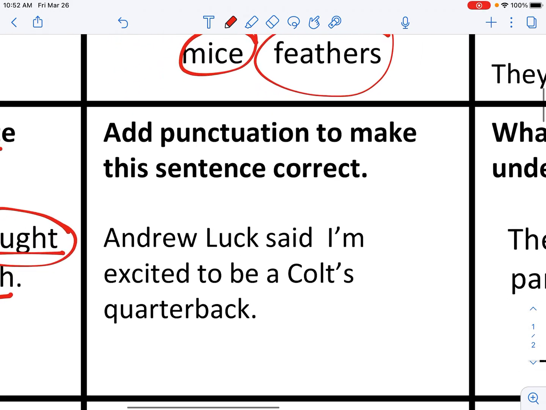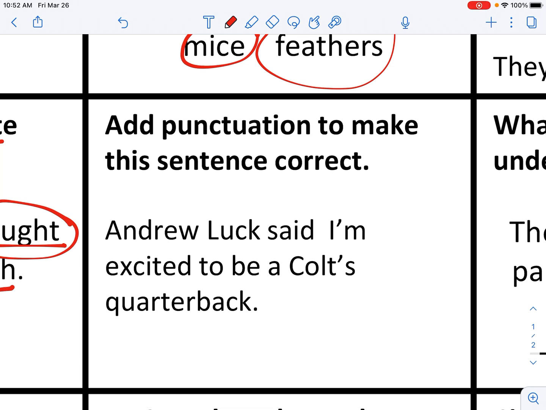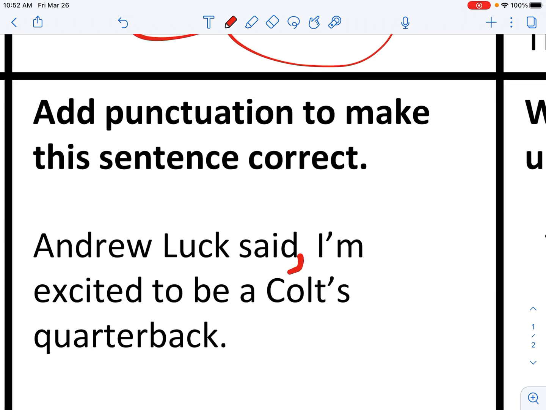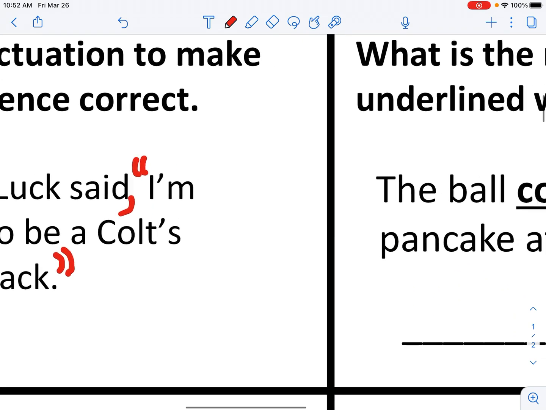Add punctuation to make the sentence correct. Andrew Luck said, "I'm excited to be a Colts quarterback." So this is somebody saying something out loud, and when people talk, we need to put quotation marks around it. So Andrew Luck said, you'll need a comma after said, then a quotation mark around I'm, and then another quotation mark curved in towards the words after quarterback, really after the period.